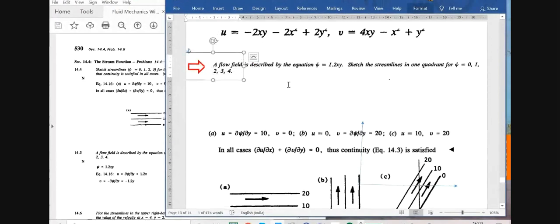A flow field is described by the equation psi is equal to 1.2xy. Sketch the streamlines in one quadrant for psi is equal to 0, 1, 2, 3, 4. So in one quadrant, you can take like this.